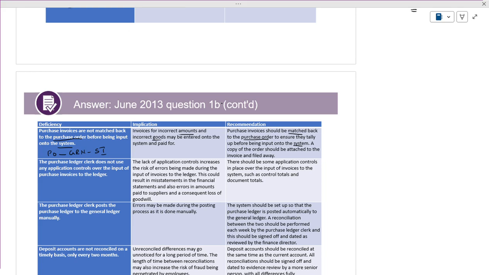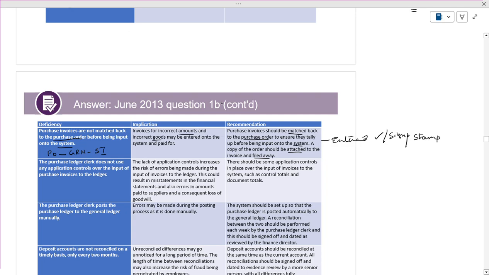Now what happens? What is the recommendation? What you are doing is a test of controls. The purchase invoice should be matched with the purchase order. A copy of the order should be attached to the invoice and filed away. You should know which one has been entered, which has not been entered. If you have entered, put a tick, make a sign. If we have entered, you stamp it that it has been entered.